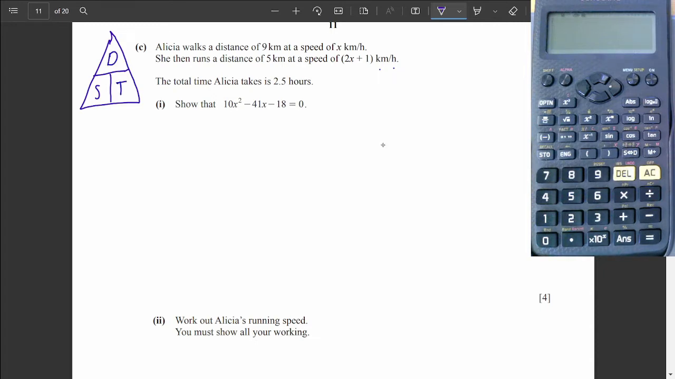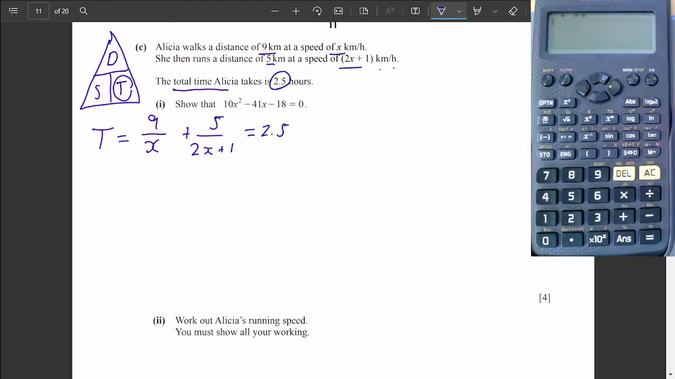Now they're talking about the total time Alicia takes. So for the first leg, to work out the time, we take the distance, which is 9, divided by the speed, which is x. To that, we need to add the next leg of the journey. Again, that's the distance, which is 5, divided by the speed, which is 2x plus 1. And that gives us a total of 2.5.